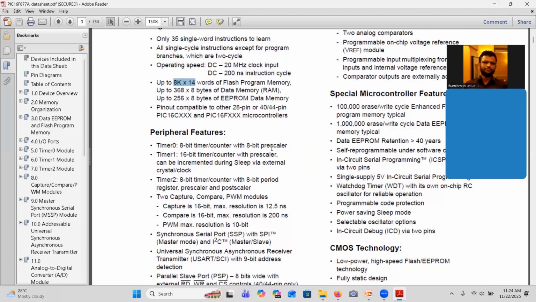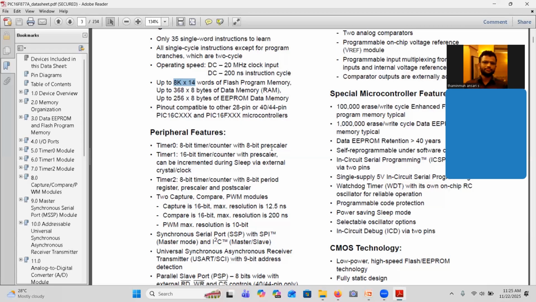Then, capture, compare. What do capture, compare and PWM modules mean? PWM is pulse width modulation. We make the digital signal on and off for some time period, like we're setting the time period. PWM is nothing but a square wave with a different duty cycle. That is what PWM is.